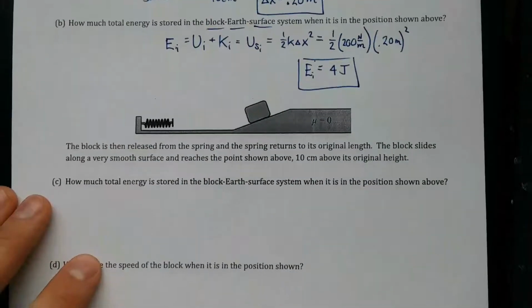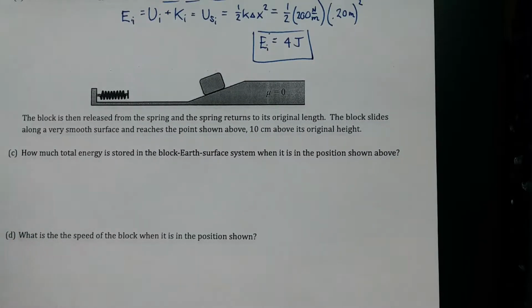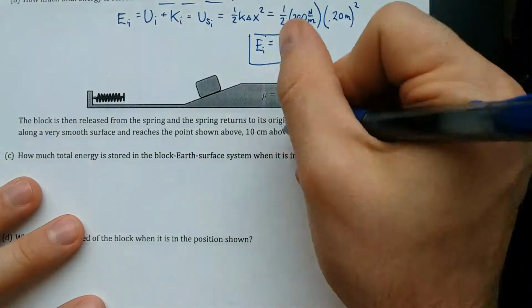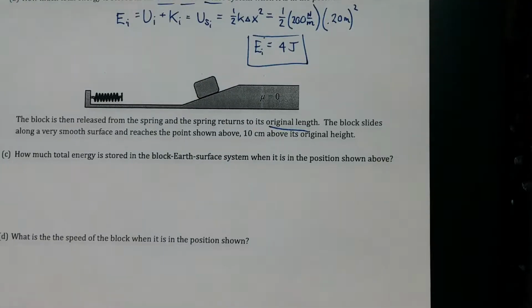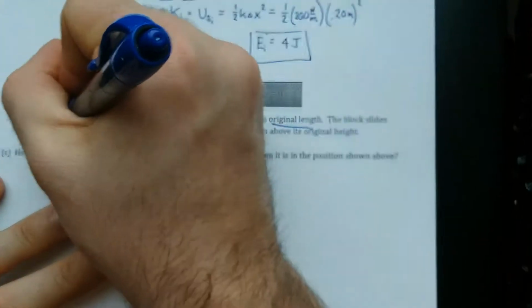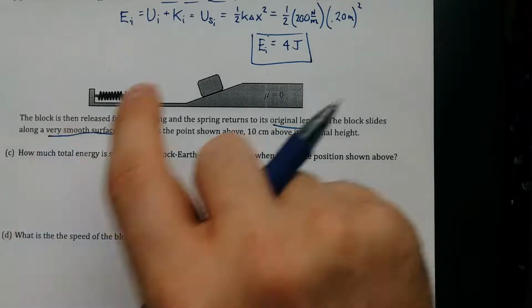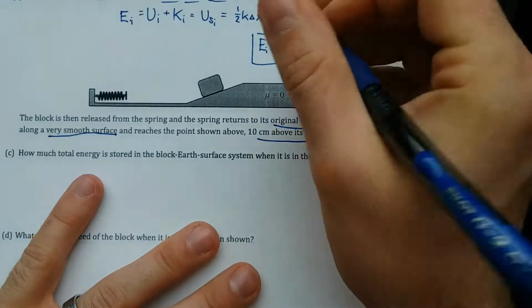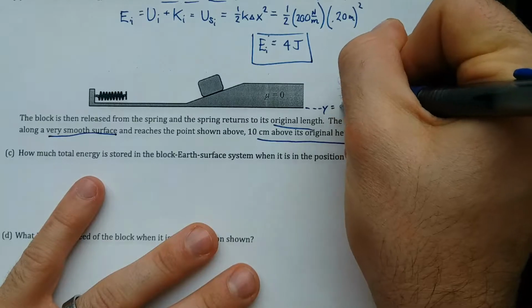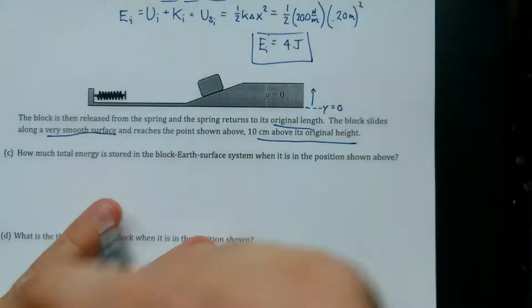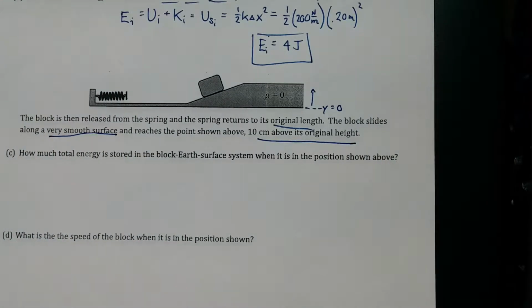The block is then released from the spring, and the spring returns to its original length. That tells me that there's no more spring potential energy in this system. The block slides along a very smooth surface. There's no outside friction converting any of this energy to heat energy, and it reaches the point shown above, 10 centimeters above its original height, the original place where it was y equals 0. So now this has some height. That gives me interesting information for later in the problem.